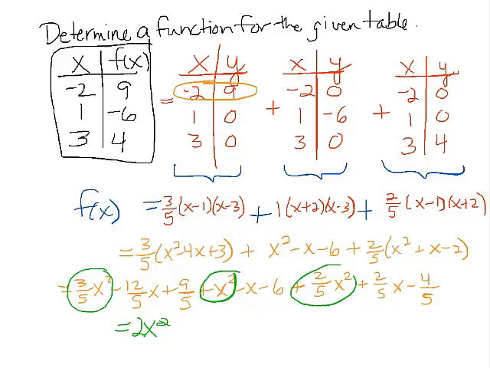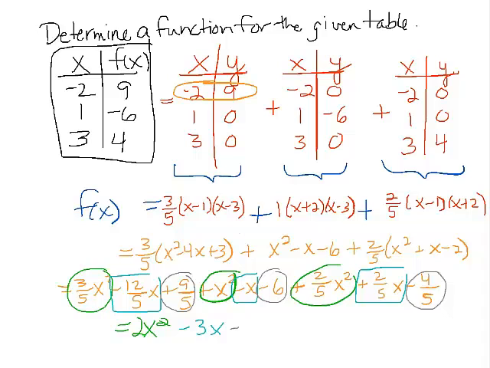Let's go with the linears now. We have -12/5 x, positive 2/5 x. Okay, so that's -10/5 x, or -2x. And -1x, that makes -3x. Okay. And then the last part, our constants. We have 9/5 and -4/5. So together that makes 5/5 or 1. And -6 makes that -5.